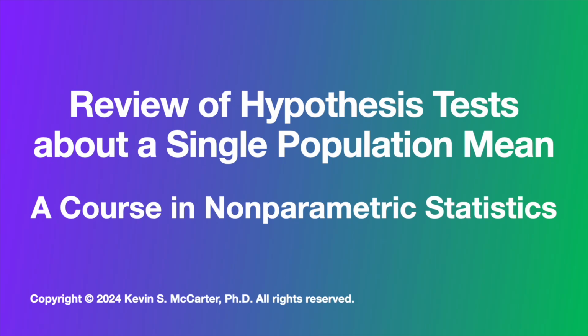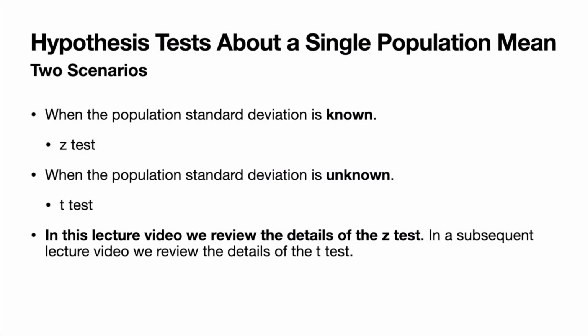In this lecture video, we're going to be reviewing hypothesis testing procedures for a single population mean. Now there are two scenarios that we're going to be looking at. The first is testing hypotheses about a single population mean when the population standard deviation is known.